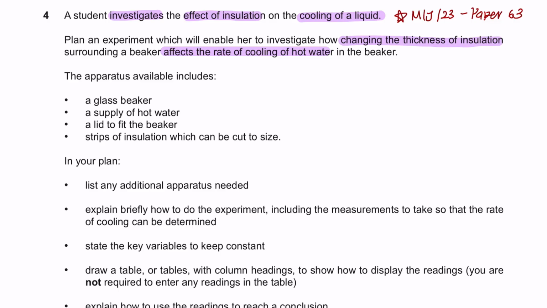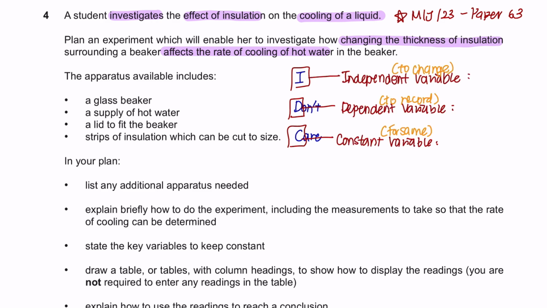I like to use the acronym IDC, I don't care, to help me remember which variable I'm looking for. So the independent variable here is what is being changed in the experiment, which is the thickness of the insulation surrounding the beaker. And the dependent variable here is the variable we're looking to measure or record. So we're going to measure or record the rate of cooling.